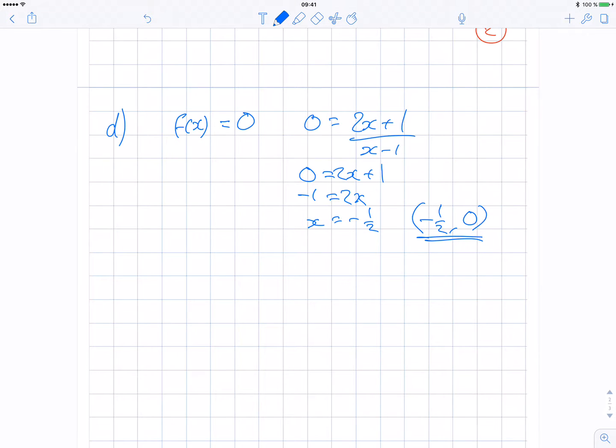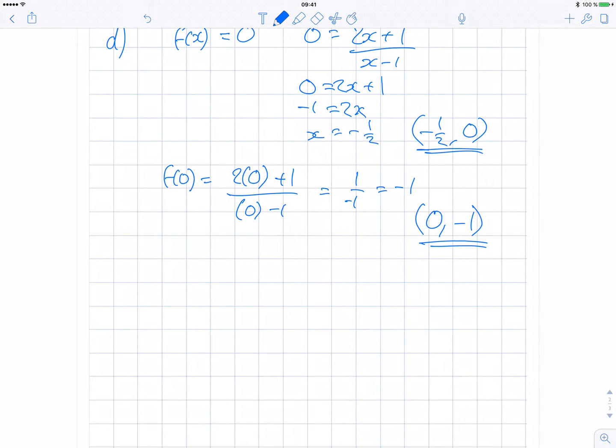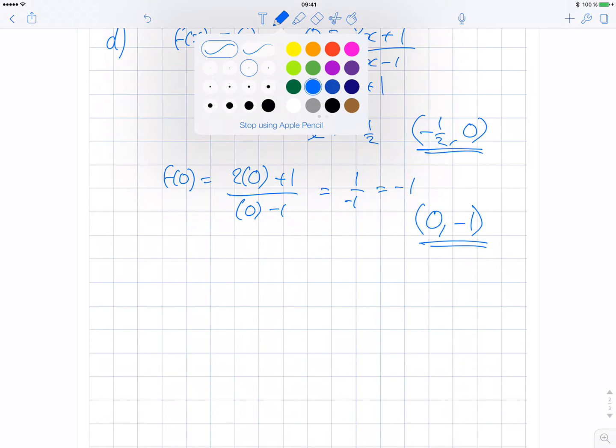There's that. We call that the x-intercept, or the root. And for the other one, you let x equal 0. So we have 2 lots of 0, plus 1, over 0 minus 1. So I'm left with 1 over minus 1, which is equal to minus 1. So 0, comma minus 1. Notice for the intercepts we always have either the y being 0 or the x being 0, and that's giving us 2 marks.